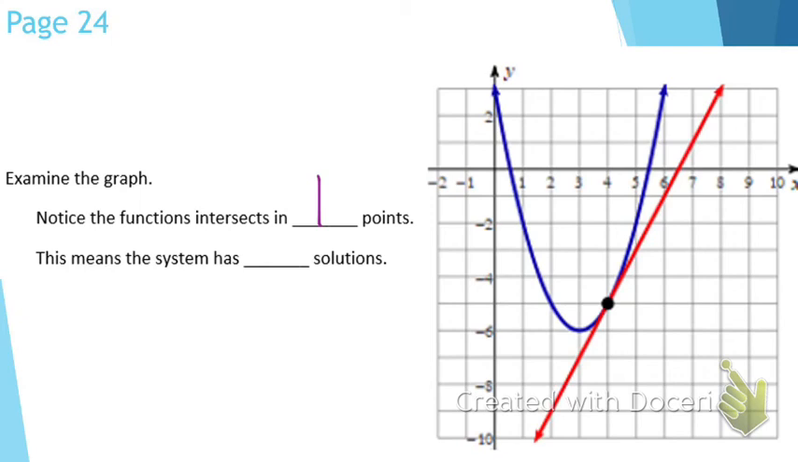So notice that the function intersects in 1 place. So that means the system has 1 solution, and this should not be plural. It should just be point and solution. And that point would be here. So in this one, we can identify what it is because it looks like it's actually on a grid. So the solution would be (4, -5). So that is the 1 solution.